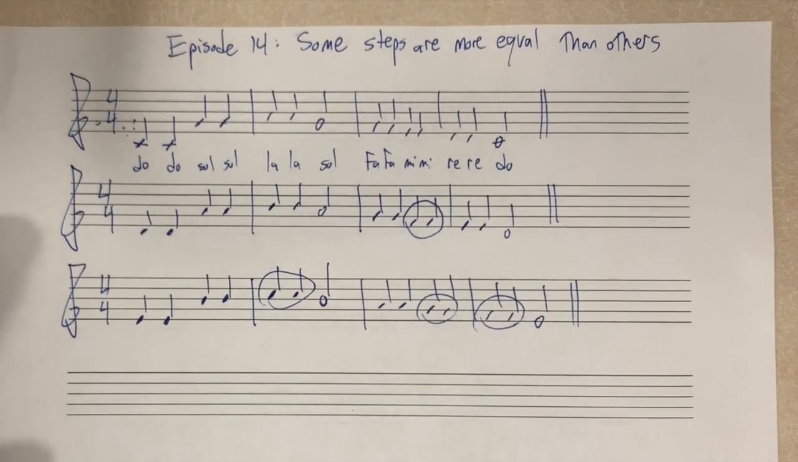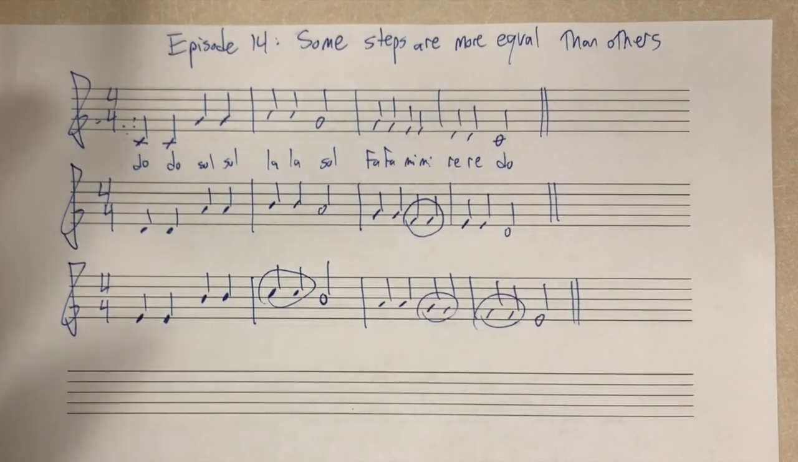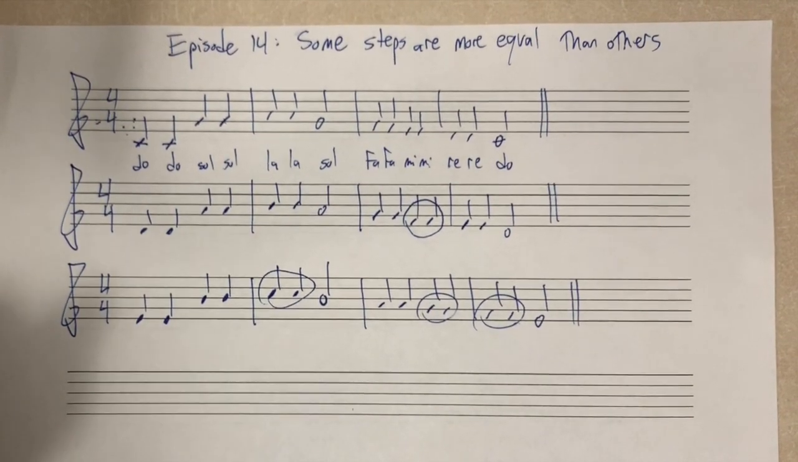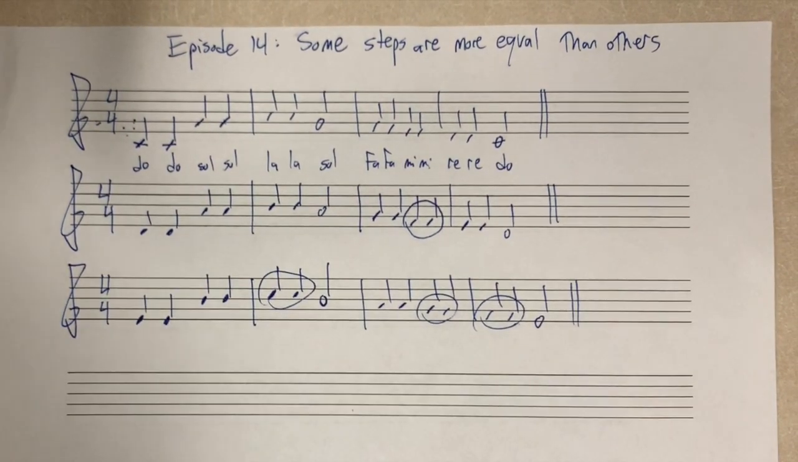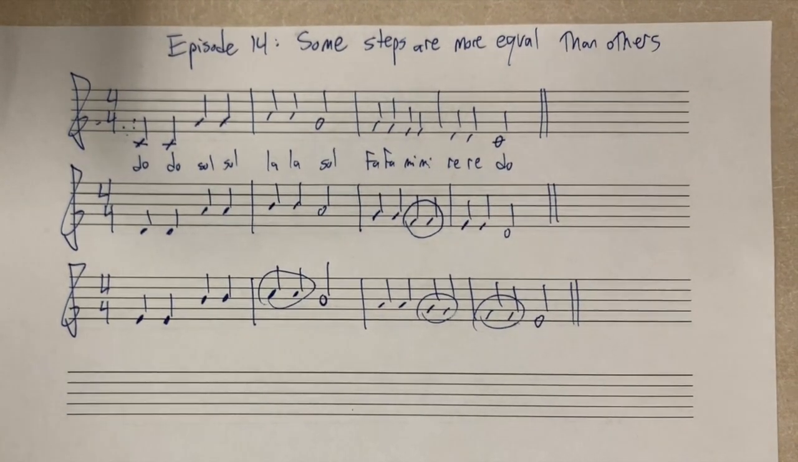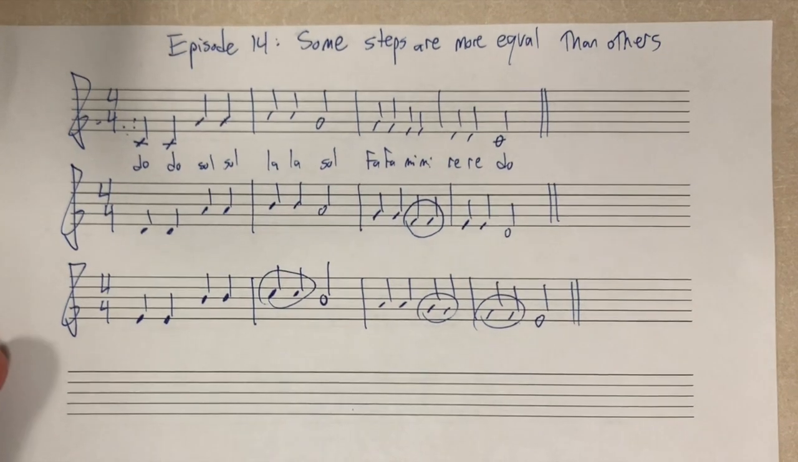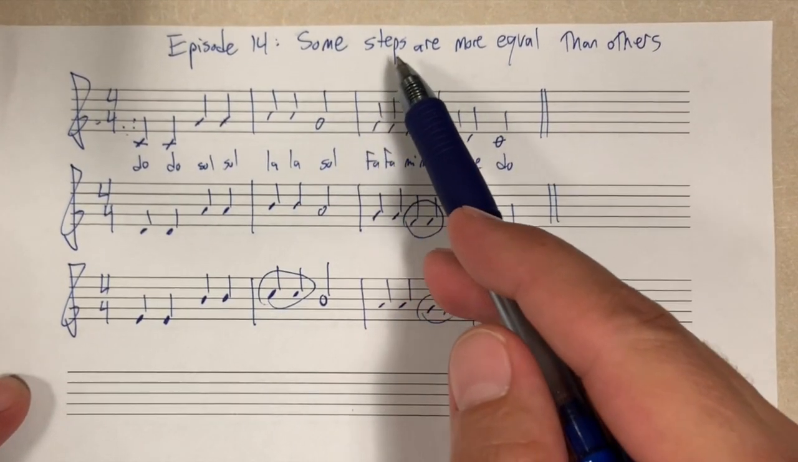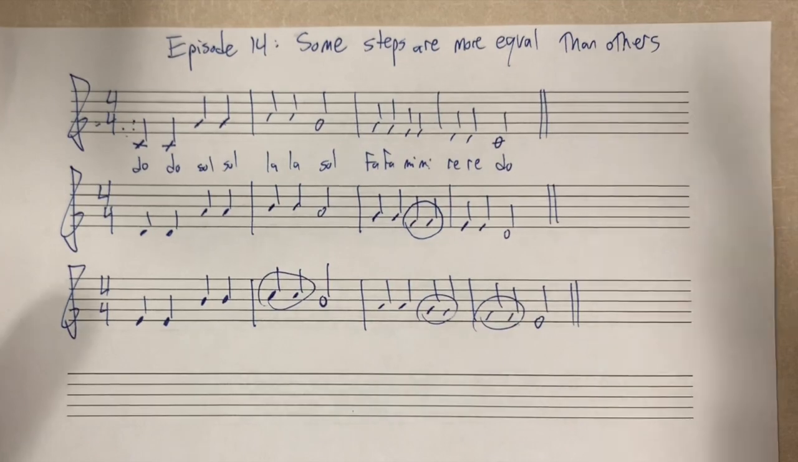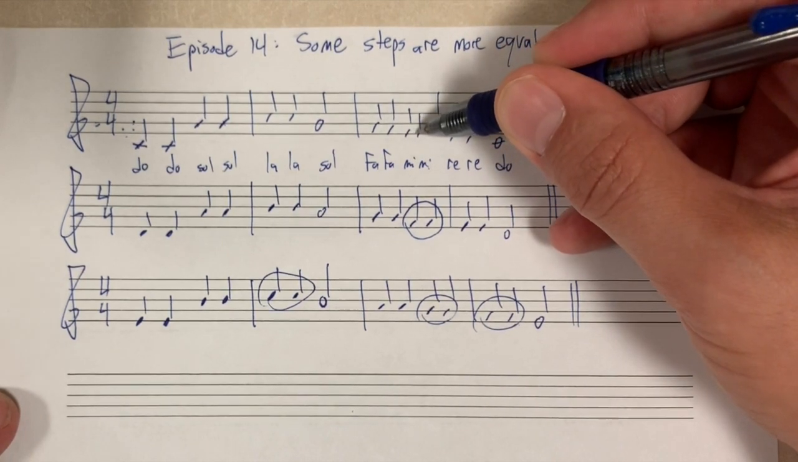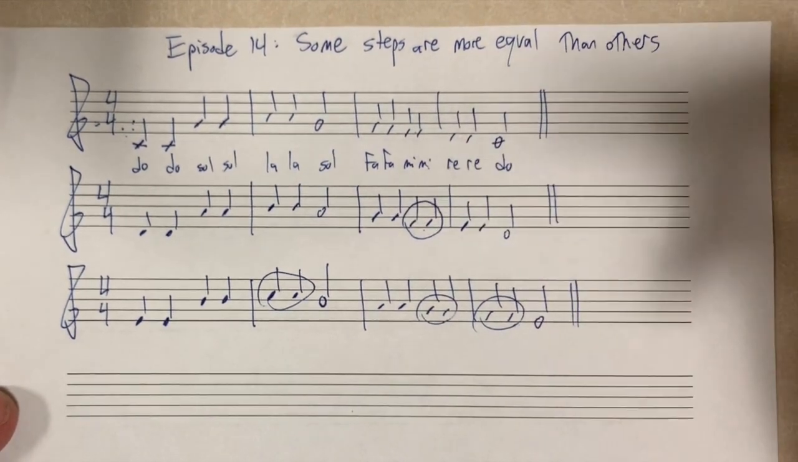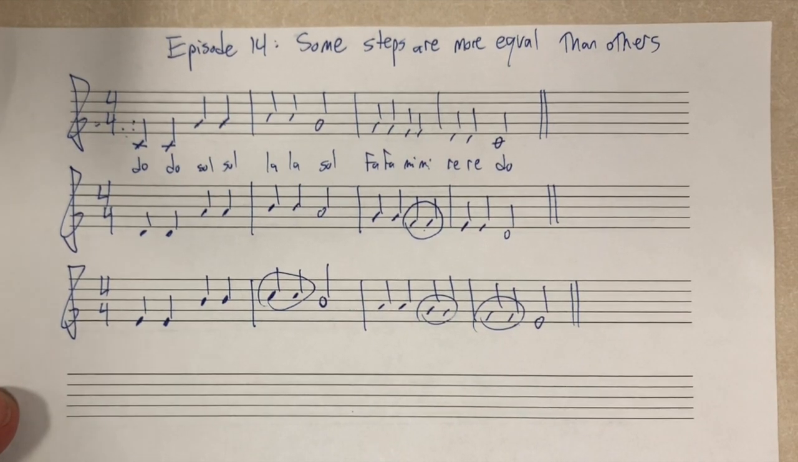Is there something wrong? Did we do something wrong when we invented music? Well, yeah, kind of, maybe kind of, but kind of not. It's hard to explain, and that's why it'll take me like 20 episodes to explain. The fact is, like in my title, some steps are more equal than others. That means not all steps are created the same. If this distance from F to E doesn't sound the same as this distance from G to F, it's because it's not the same.